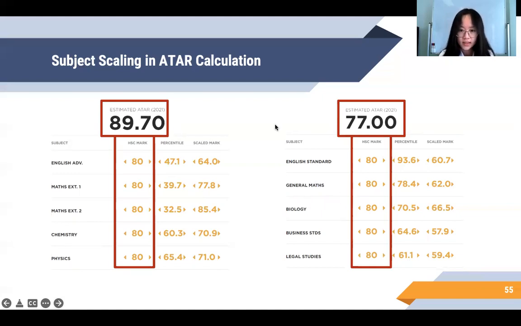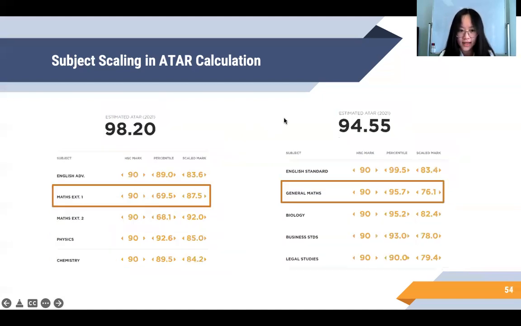And if you notice, the ATAR difference between these band 5 students is much greater than the ATAR difference between these band 6 students. So what you can conclude is that even though you might do low scaling subjects, it's okay if you do really well in them. These subjects are low scaling, but this person here got pretty close to 98, right? Because they got all band 6. So scaling matters less if you do very well in the subjects.